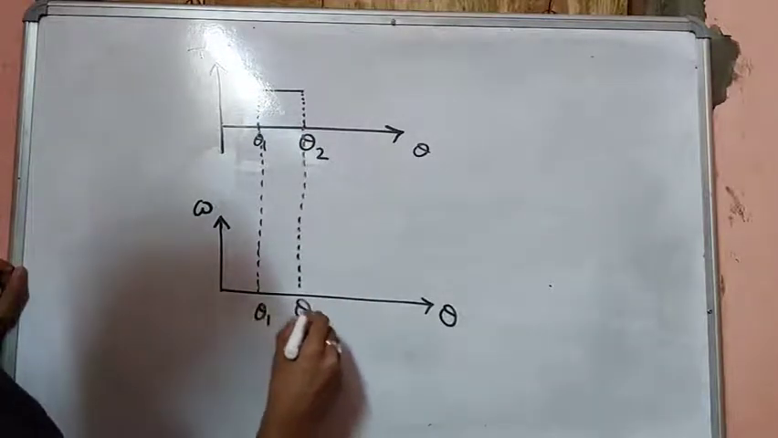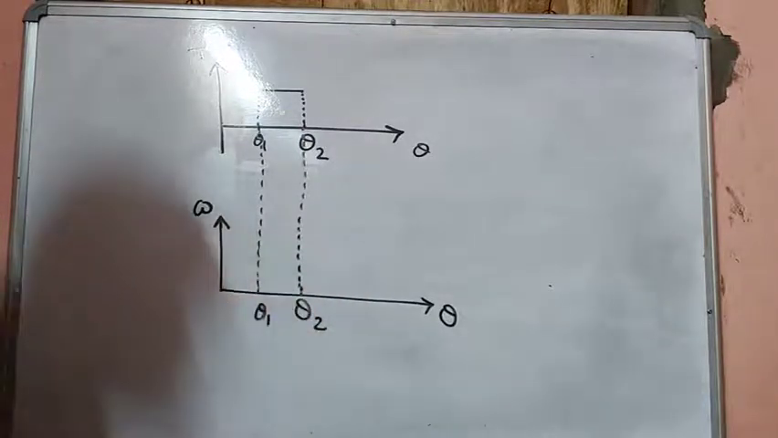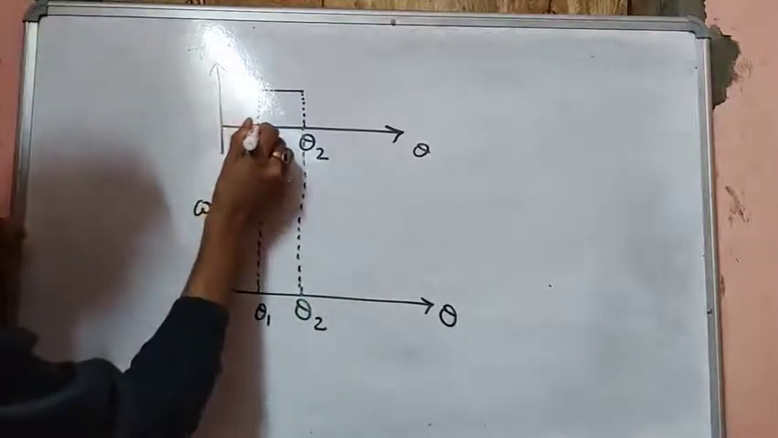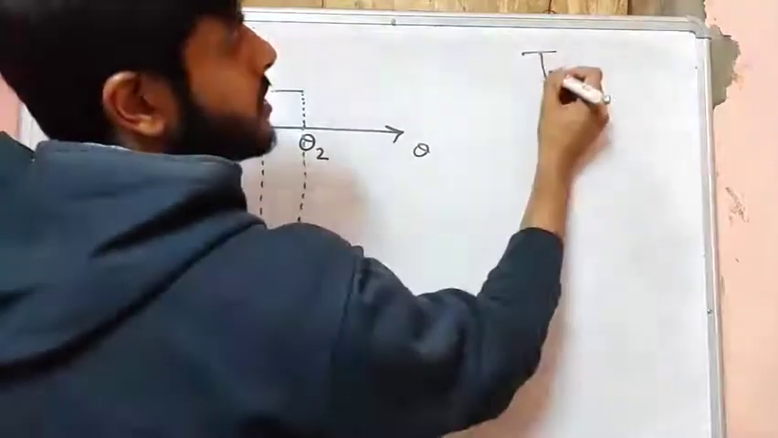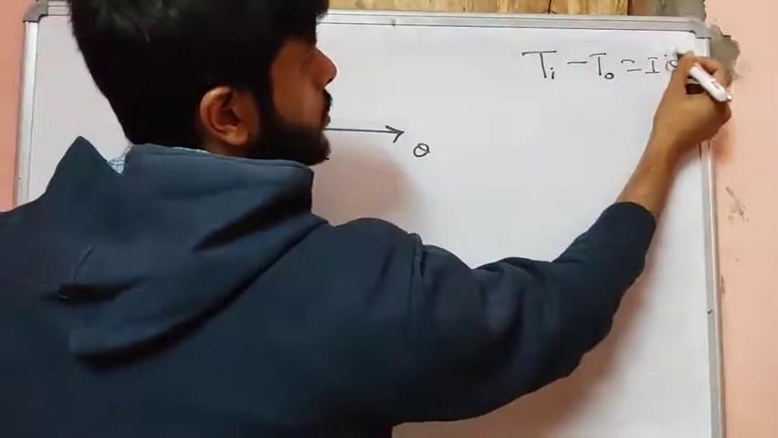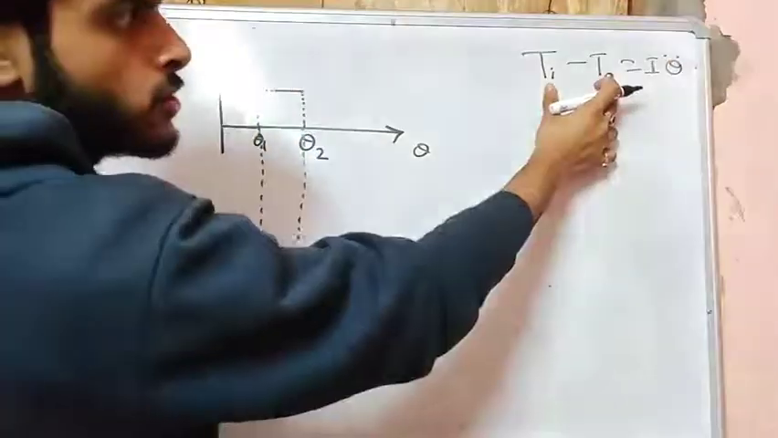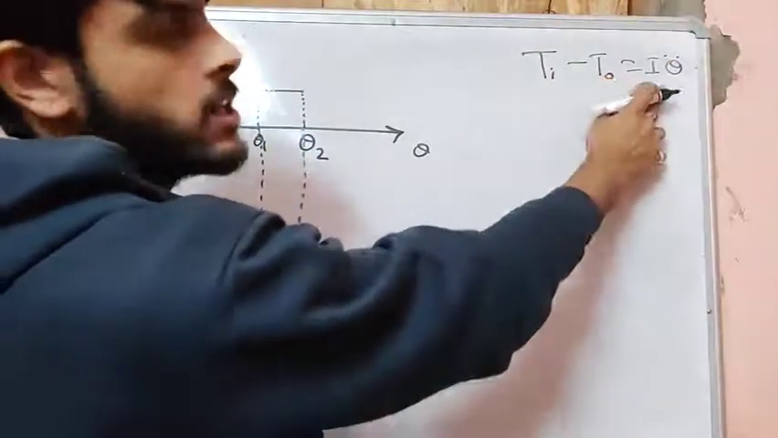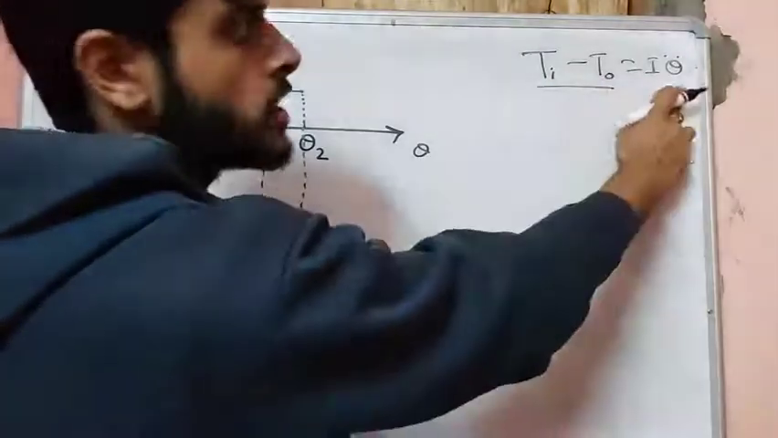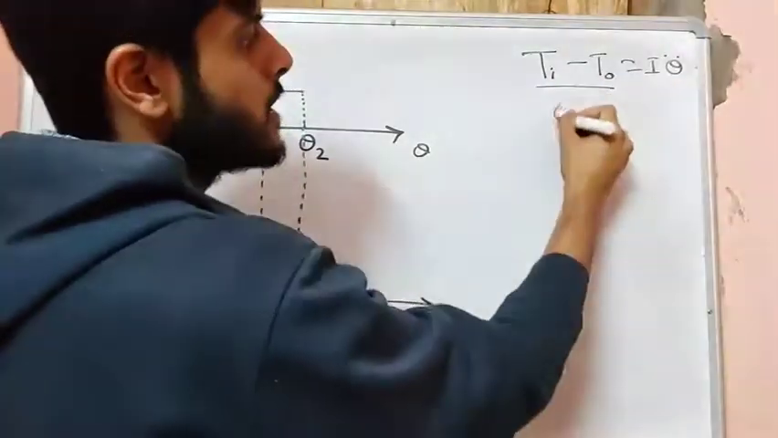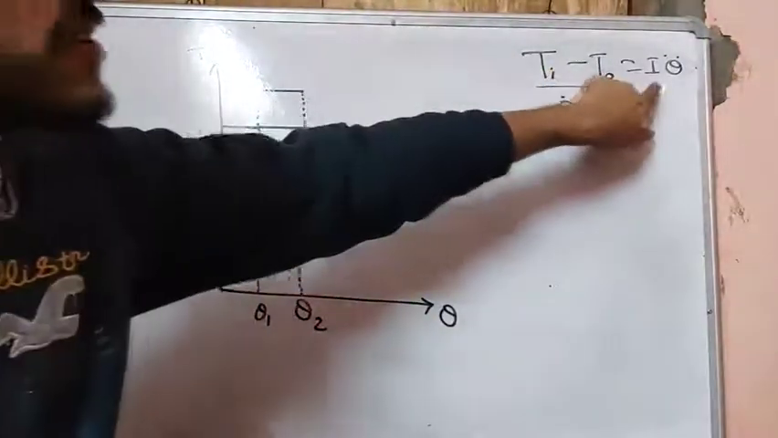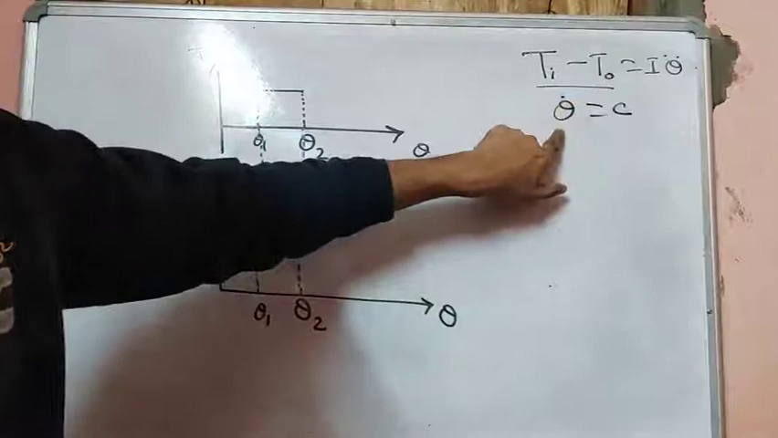This is theta 1, this is theta 2. When the turning moment was 0, from this equation, Ti minus To equals I alpha, that is I theta double dot. When there is no input turning moment, there is no torque, so angular acceleration is 0 from this equation. This implies that angular velocity will be constant.